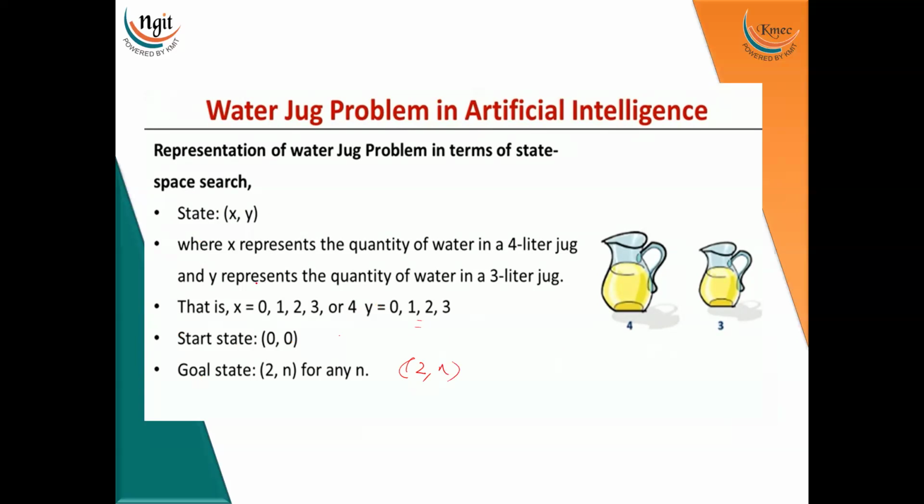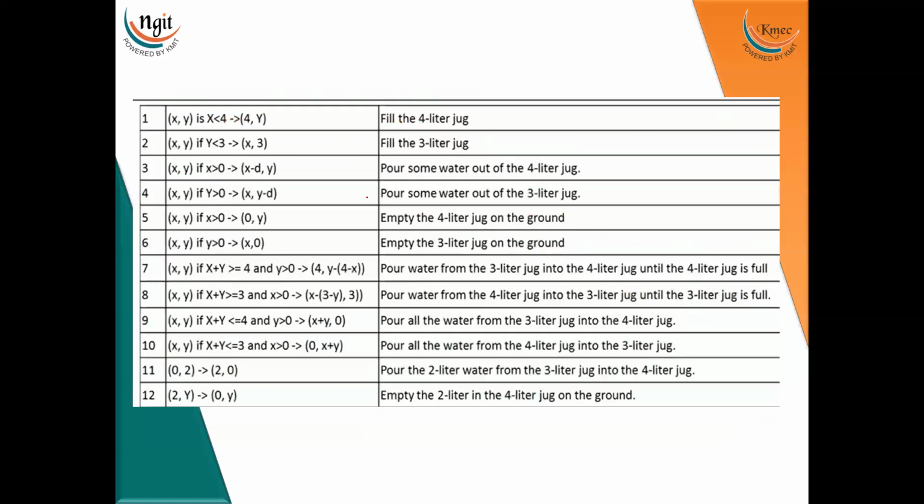This is how we are going to represent this particular water jug problem in terms of state space and search. Before going to that, we have to frame some of the valid rules that can be used to solve this problem. The very first one is that we can fill the 4 liter jug. That representation will be something like this: if X is less than 4, then go to (4, Y). This 4 represents X, that is, 4 liters.